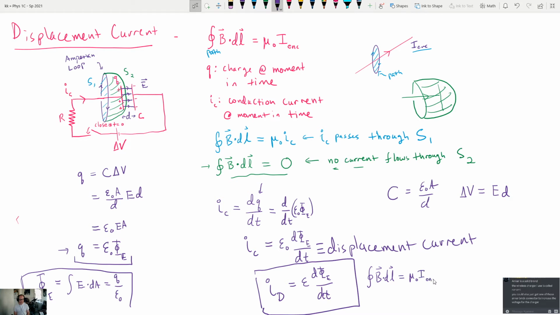And it looks like this. And that is our complete version of Ampere's law. So this would be referred to then as the Ampere-Maxwell law. I don't know where that name came from. That's the one your book uses, though. The Ampere-Maxwell law.